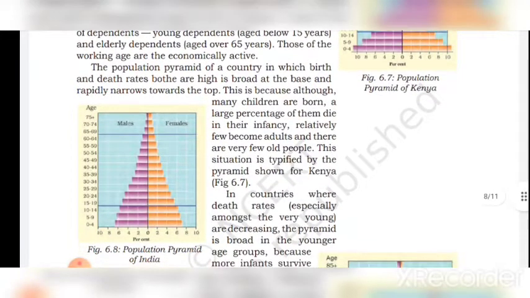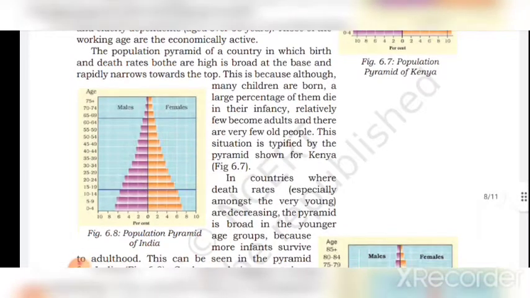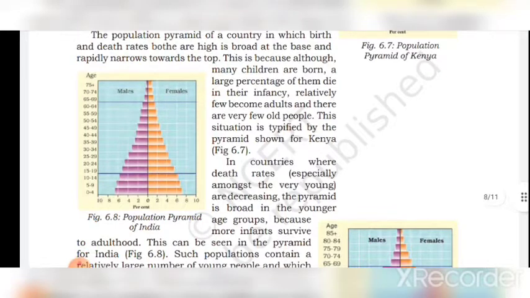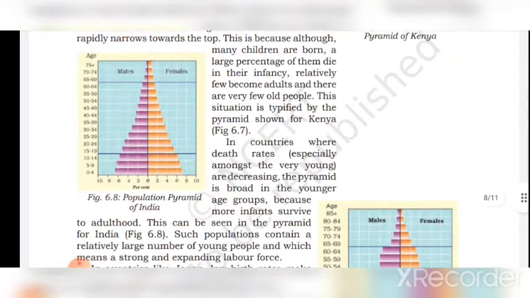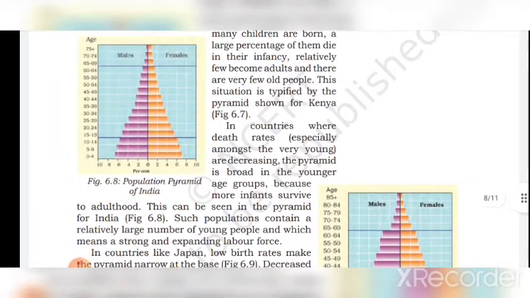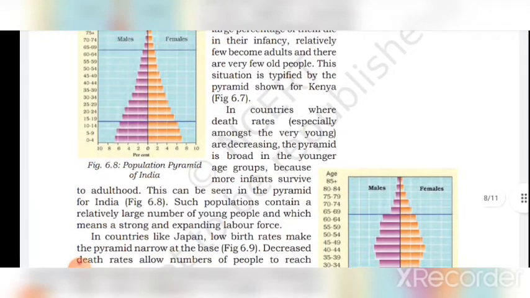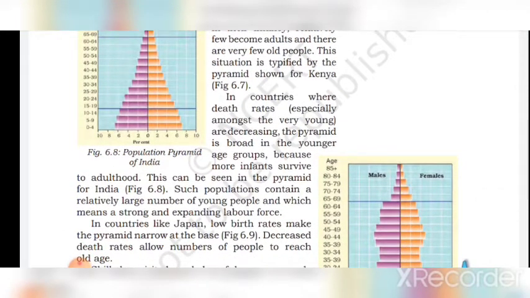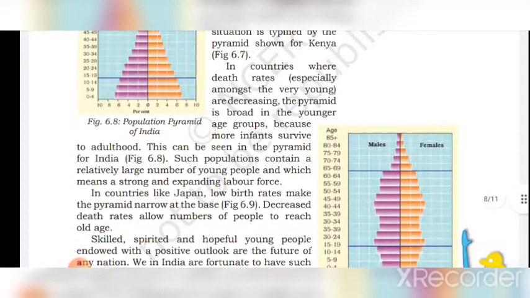The population pyramid of a country in which birth and death rates are both high is broad at the base and rapidly narrows toward the top. This is because although many children are born, a large percentage of them die in infancy. Relatively few become adults and there are very few old people. This situation is typified by the pyramid shown for Kenya, figure 6.7.